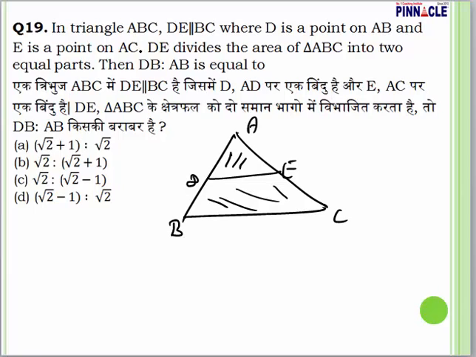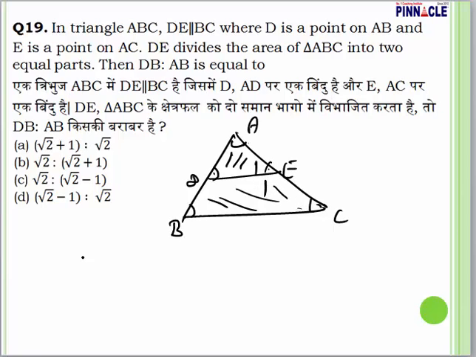Then we have to find the ratio of DB and AB, that is the complete ratio. If the area of this is 1 cm², then this would also be 1 cm², because the area of both parts is the same. So triangles ADE and ABC are similar. Why? Because this is a common angle of both, and these are corresponding angles, so they are similar triangles.